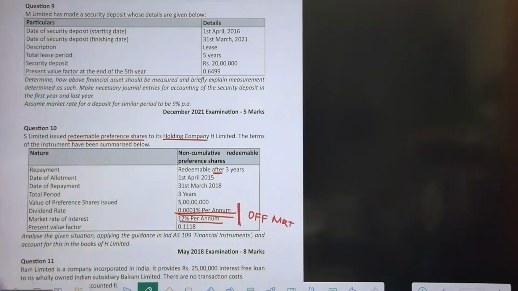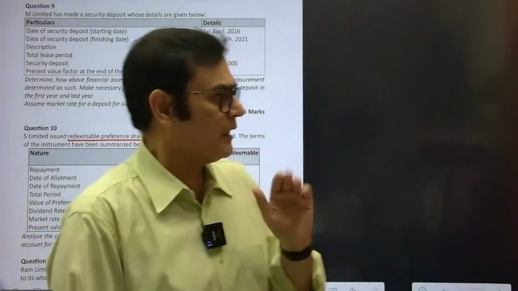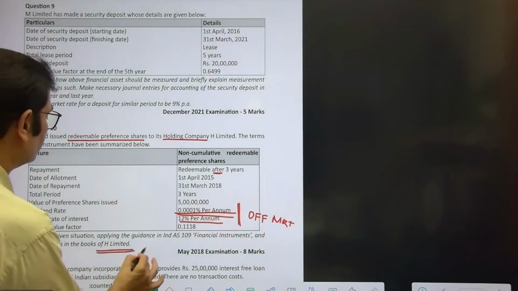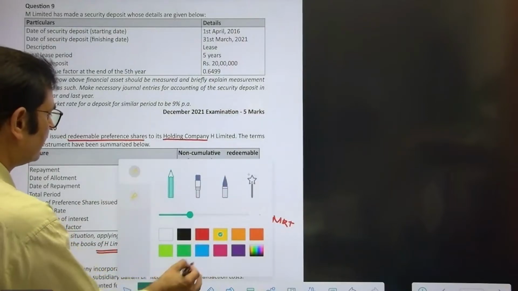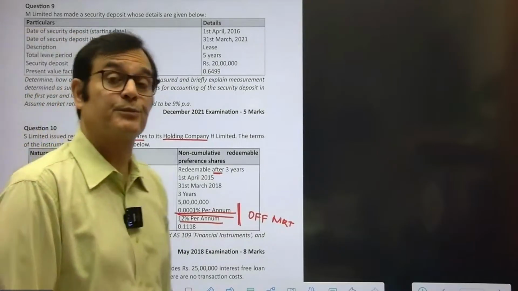Undoubtedly, yes. Yes, sir. Because the dividend which the subsidiary is giving to the parent company is zero, whereas the market rate of interest is 12%, it's an off-market transaction. And we know that if it is a holding subsidiary relationship, I'm assuming that the data is based on unobservable inputs. Now, let's see the accounting treatment. Analyze the given situation applying the guidance in the books of H Limited. In this case, I would also like to discuss the treatment in the books of H as well as S.